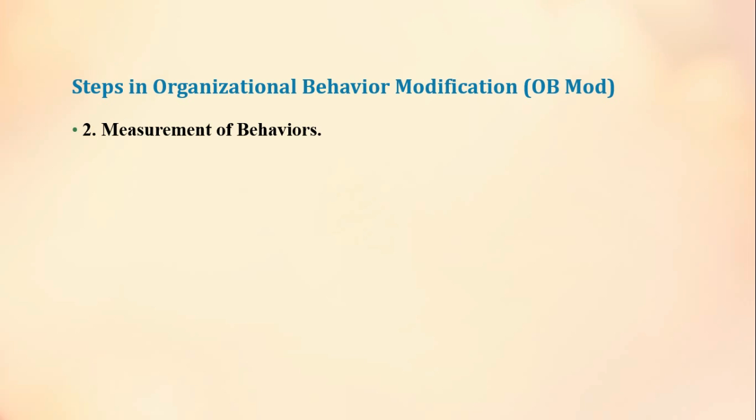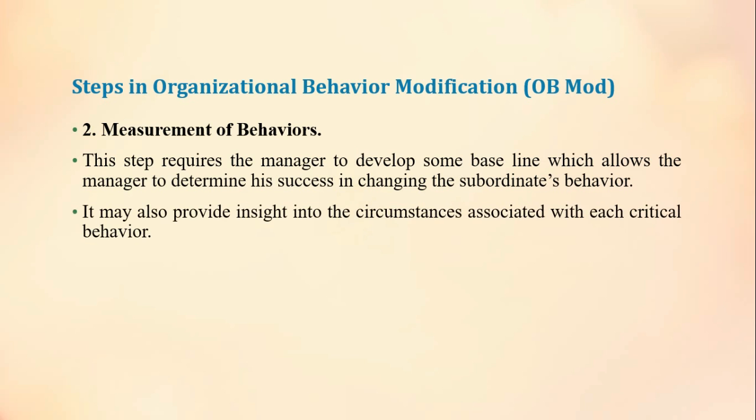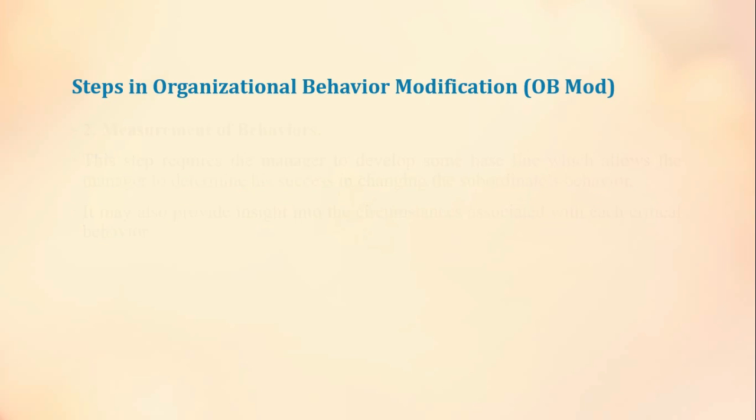Next step is the measurement of the behaviors. This step requires the manager to develop some baseline data, which allows the manager to determine his success in changing the subordinates' behavior. That is, a manager needs to draw a boundary. The behaviors inside the boundary are accepted, and if a behavior crosses the boundary, it will not be accepted, rather it will be rejected. That is the measurement of the behavior. It may also provide insight into the circumstances associated with each critical behavior.